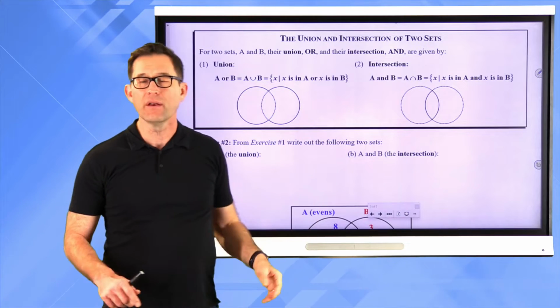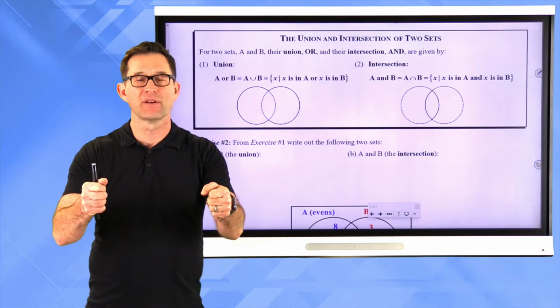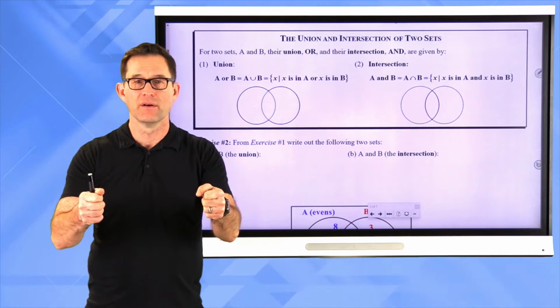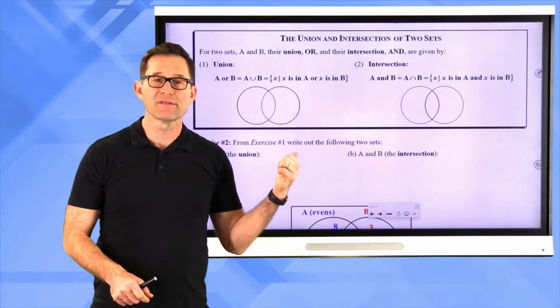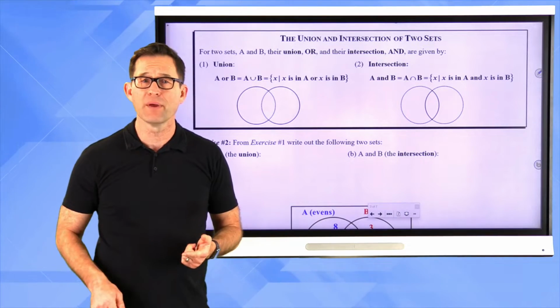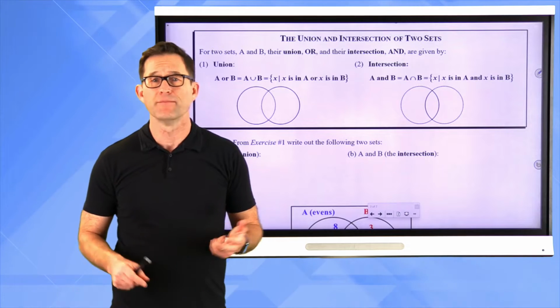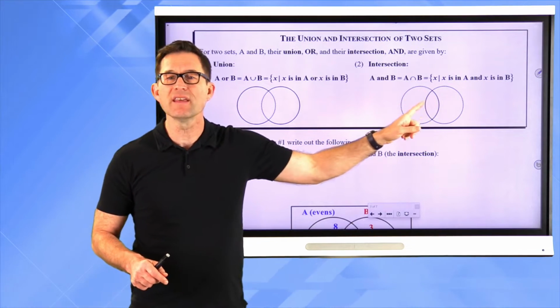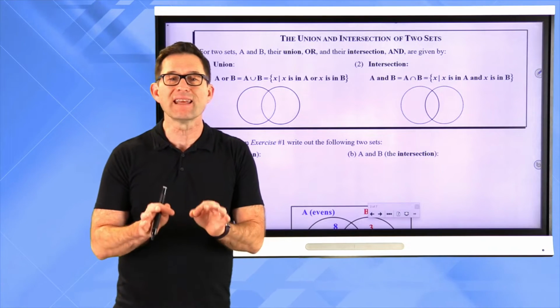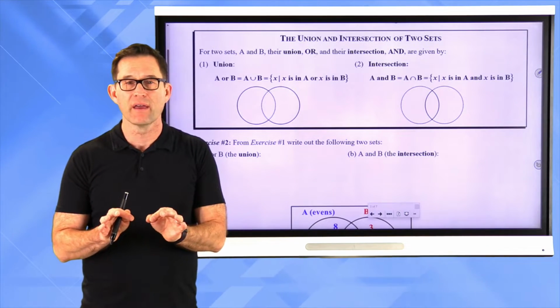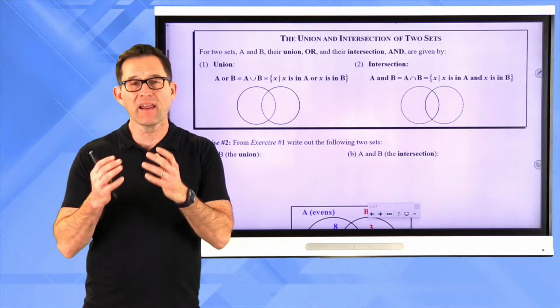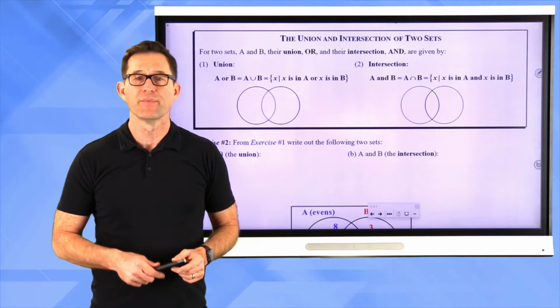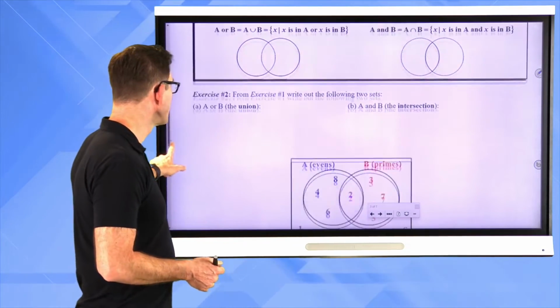So the union is take the two sets, smash them together. That's the union, okay? And those will be all the elements that are in A, or they're in B, or they're in both A and B, all right? But the intersection is literally just the elements that exist in both sets, okay? So they gotta be in A, and they also have to be in B. So let's take a look at exercise number 2.